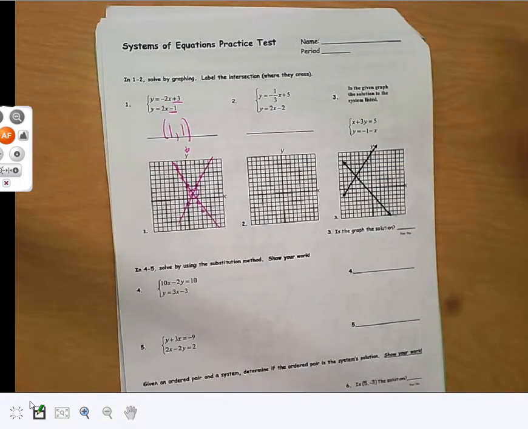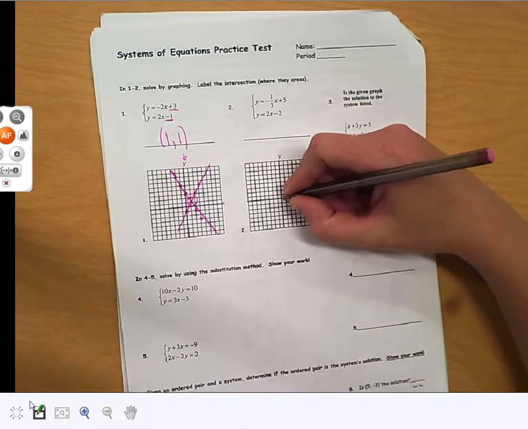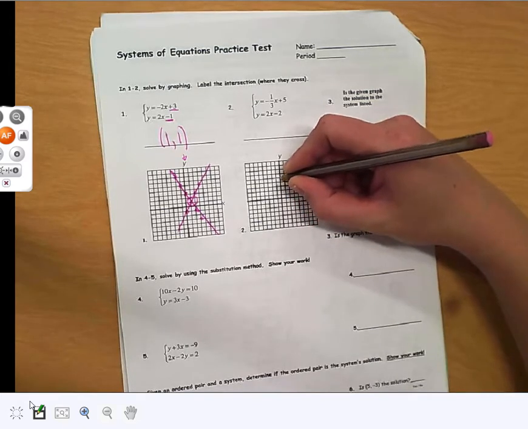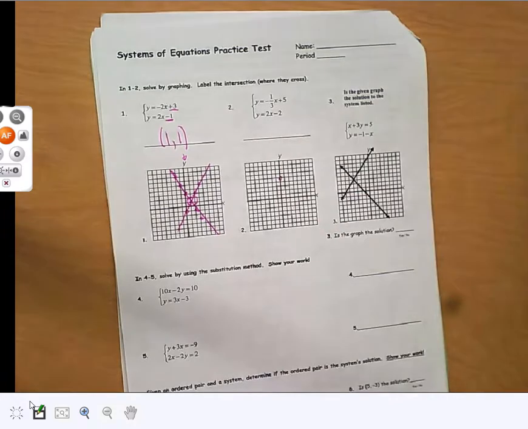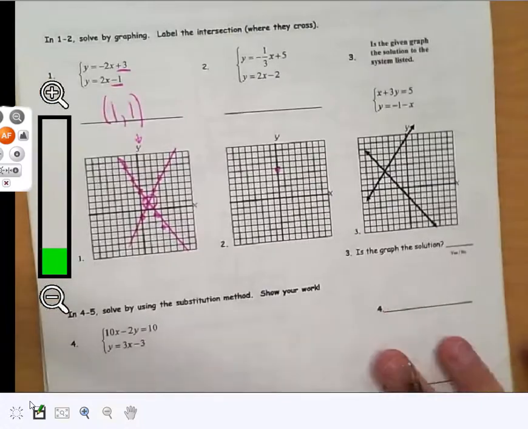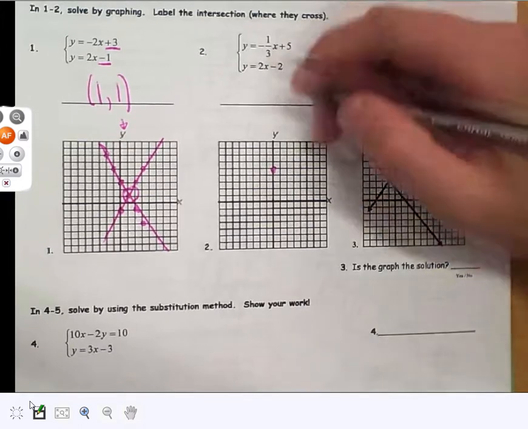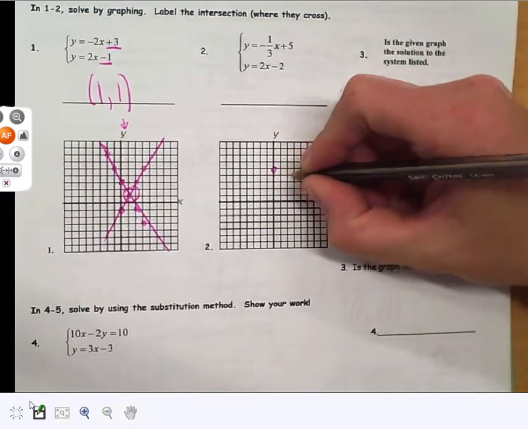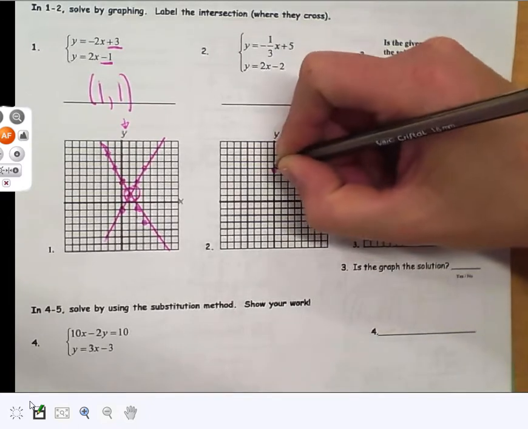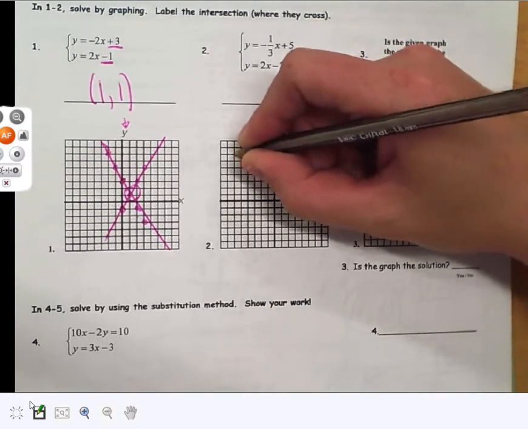Alright, the second one. Starting point is 5. From this line, 1, 2, 3, 4, 5. There's my dot. I'm going to zoom that in just a little bit so you can see really clear. Now I'm going to move, because it's negative, down 1, over 3. Down 1, over 3. Or I can go up 1, left 3.